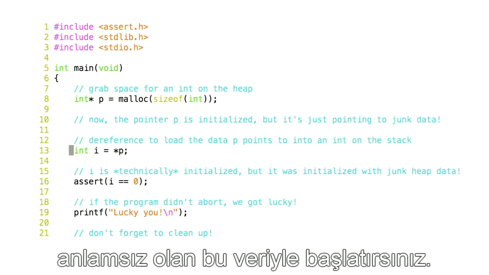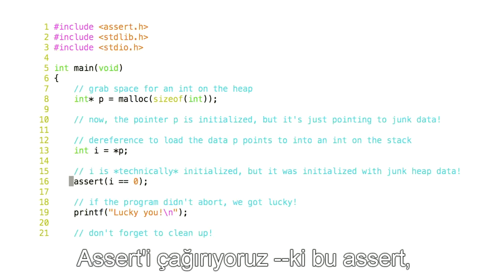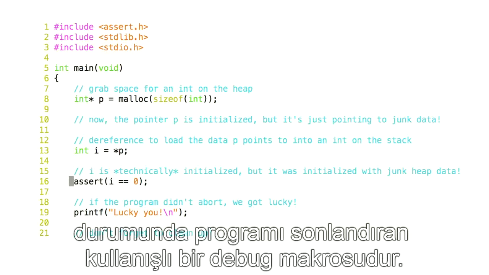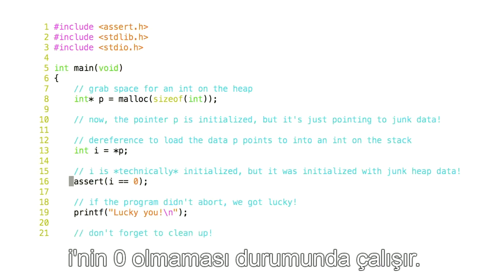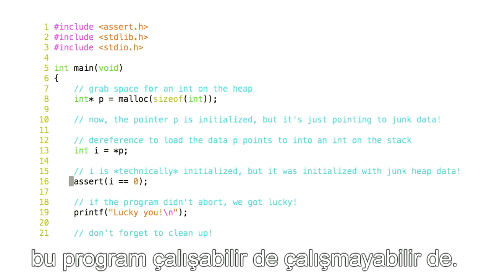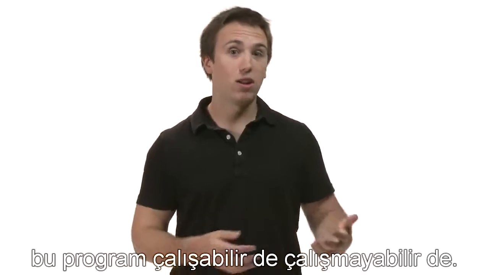The call to assert, which is a handy debugging macro defined in the aptly named assert library, will abort the program if its test condition fails. That is, if i is not 0. Depending on what was in the heap space pointed to by p, this program might work sometimes and fail at other times.